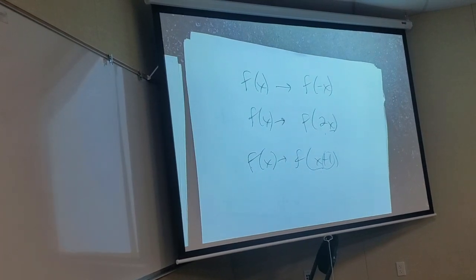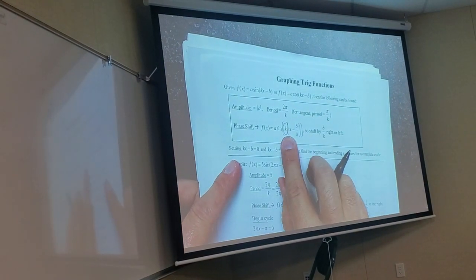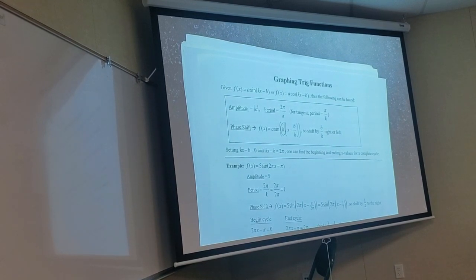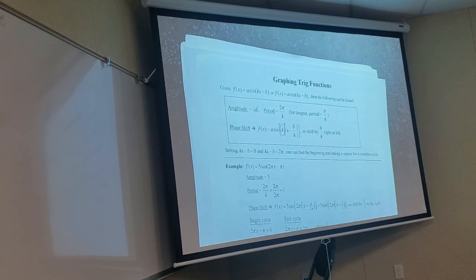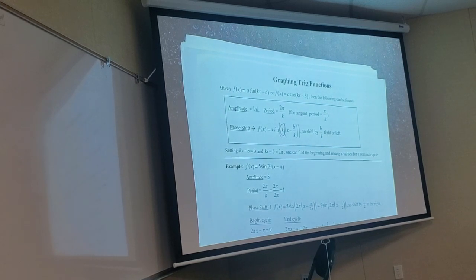Okay, so what that means is, whatever the number is right here, it's going to affect how long it takes for it to get through a cycle. We call that the period. So it's going to affect the period. Normally the period for sine and cosine is what? 2 pi. So if I have a 2 out there, it's going to make it pi. It's going to take half as long to get through one cycle. It's going to smush it.